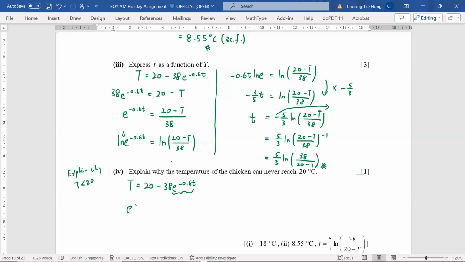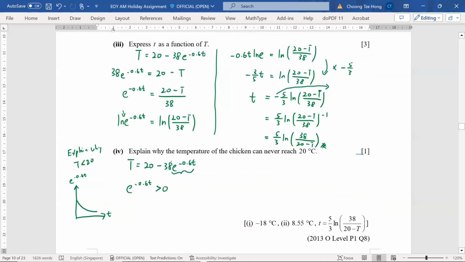Because an exponential term is always greater than 0. If you were to sketch e to the power negative 0.6t, it's going to look something like this. So this is t, then this is the value of this. As t increases, e to the power negative 0.6t will get smaller and smaller, but it will always remain above the x-axis. That means it is always positive. You can just sub in various values of t and calculate. It will get closer and closer to 0, but still positive. So that's why we start by observing this.